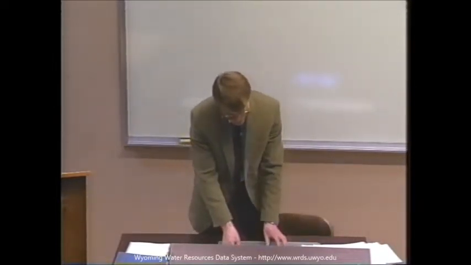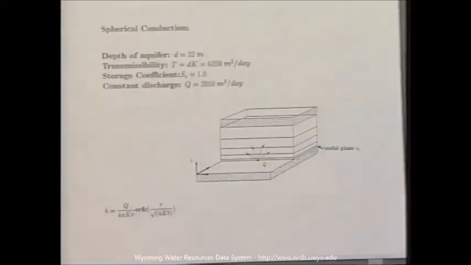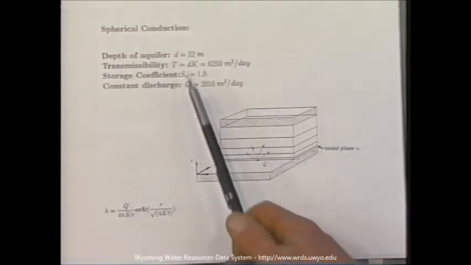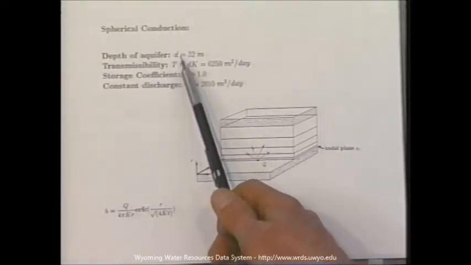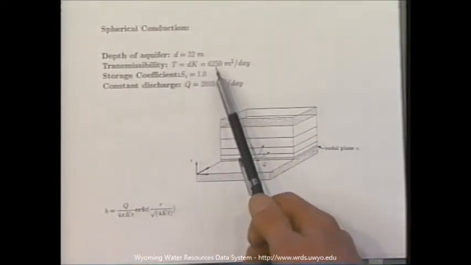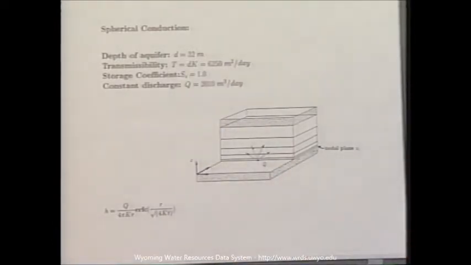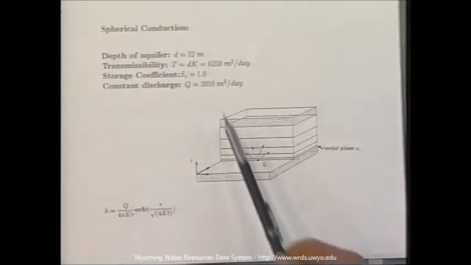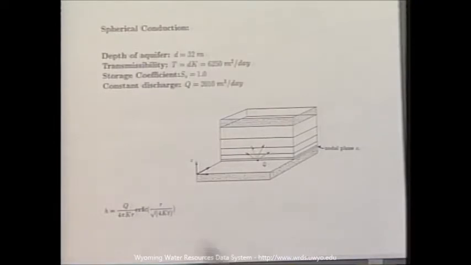For the spherical conduction problem, I left it in terms of the hydrology units. I used a thickness of 32 meters, transmissibility 6,250 square meters per day. The specific storage, I used 1, and I used a constant discharge of 2,010 cubic meters per day. This down here represents the analytic solution. It's an error function.